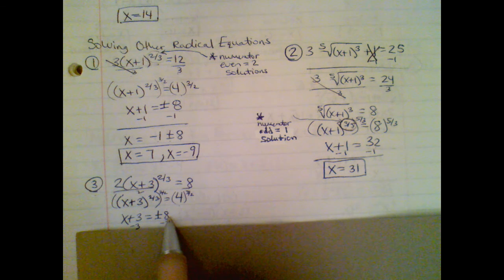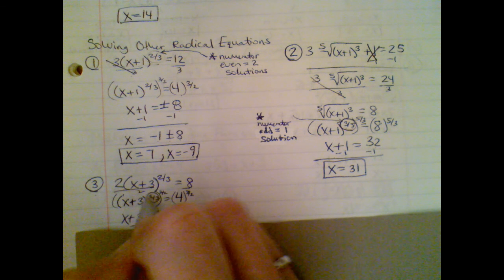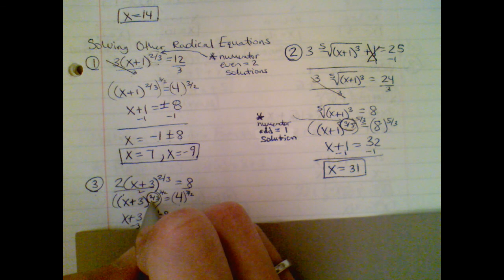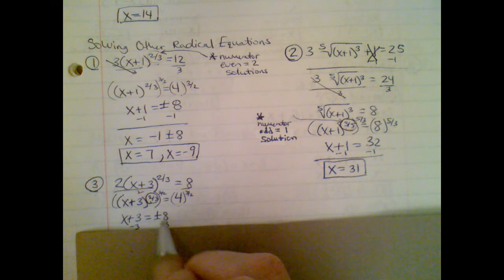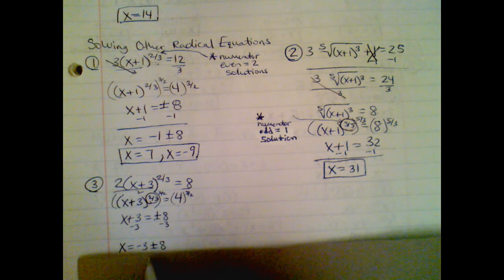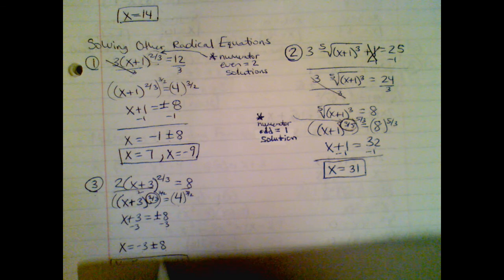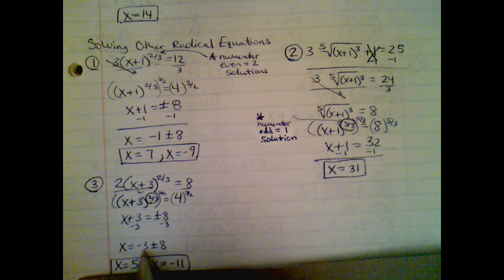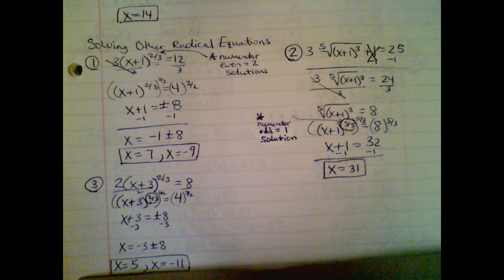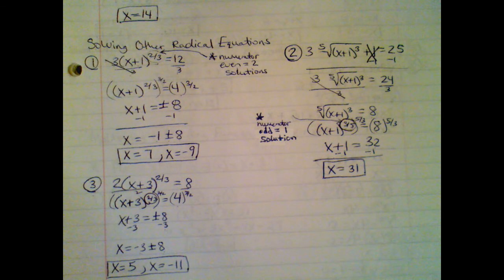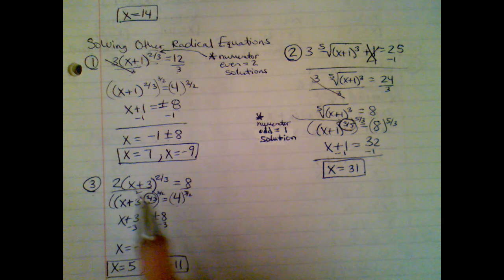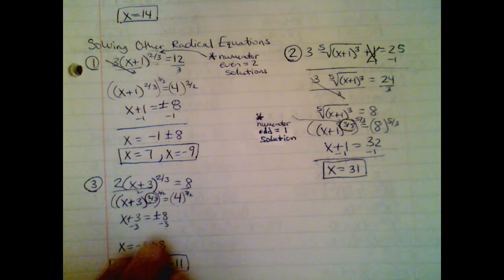Notice this one, I need that plus or minus because in the original fraction, the numerator is even, so it's going to have two solutions. Then minus 3 on both sides, so I get negative 3 plus or minus 8. Negative 3 plus 8 is 5. Negative 3 minus 8 is negative 11. And again, if I plug those solutions back in for my x and simplify, both sides should equal the same.